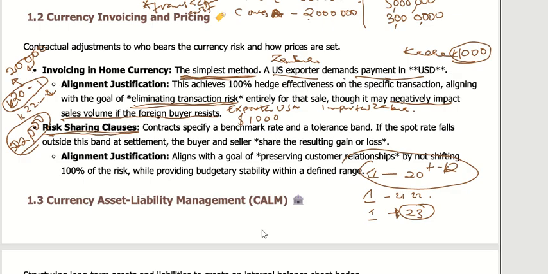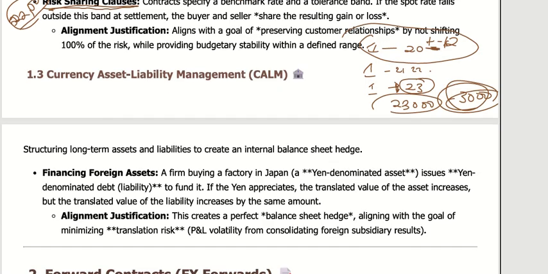So if I am the importer, instead of me paying 20,000 kwacha, I'm paying 23,000 kwacha. Remember that my loss is 3,000, so you find that we may need to share this 3,000. So that's basically what we mean, because it has gone out of the limit that we have defined for ourselves.